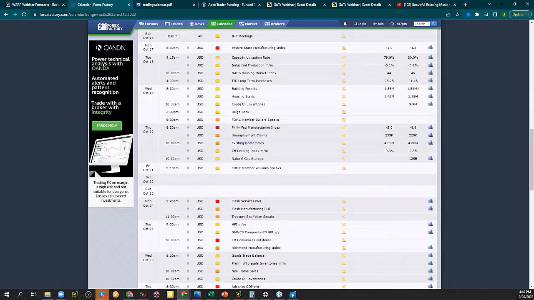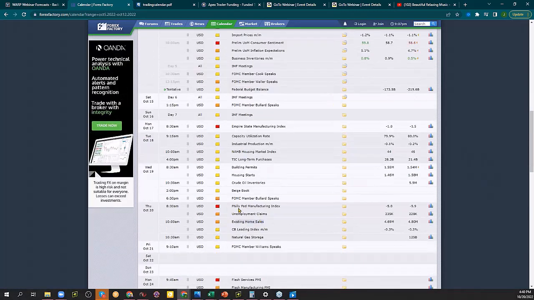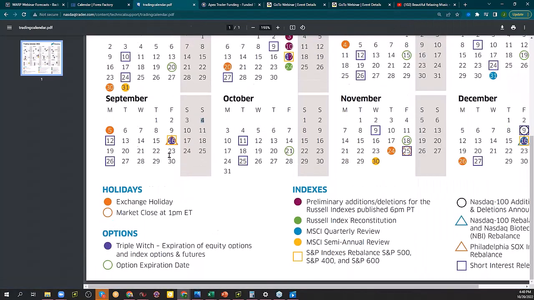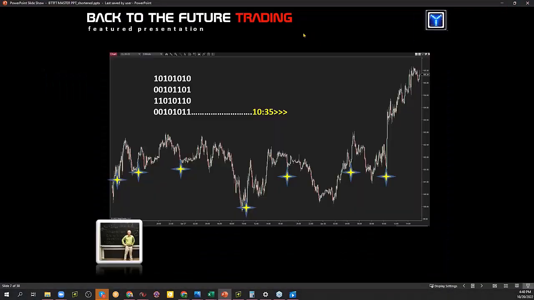So the 20th is the day today. There was some news in the beginning of the day, and then yesterday, but it's pretty chilled. No FOMCs yapping their traps. Let's see, NASDAQ trading calendar. Yeah, October. Nothing on Wednesday and Thursday. So let's see. Let's go back.